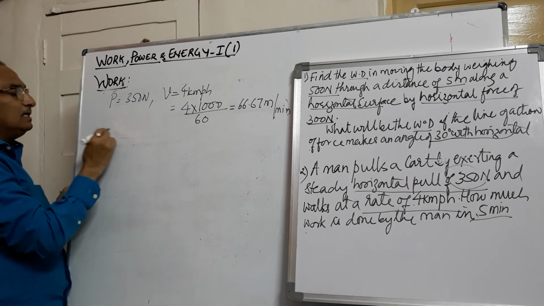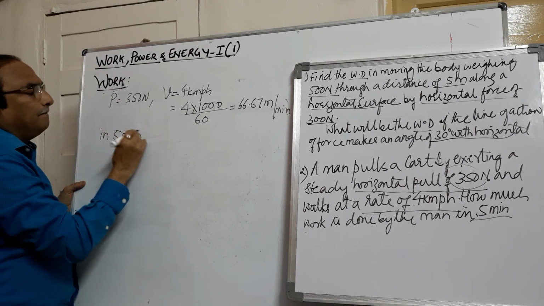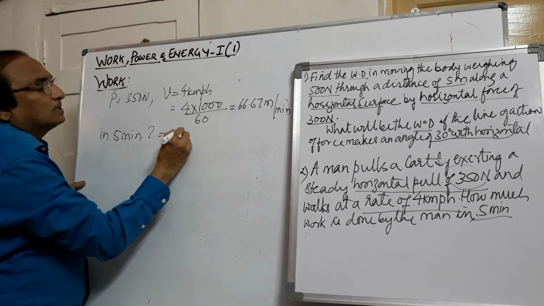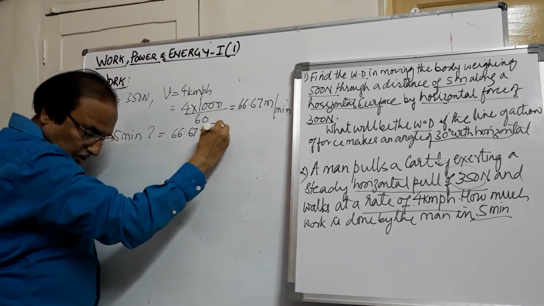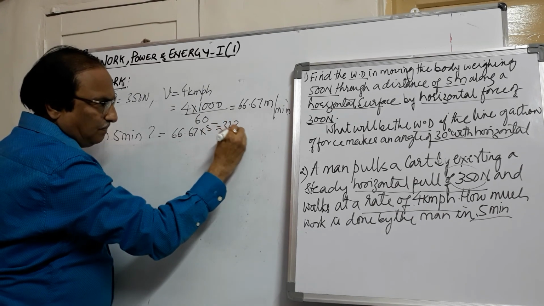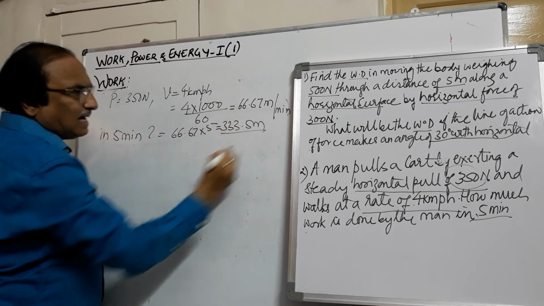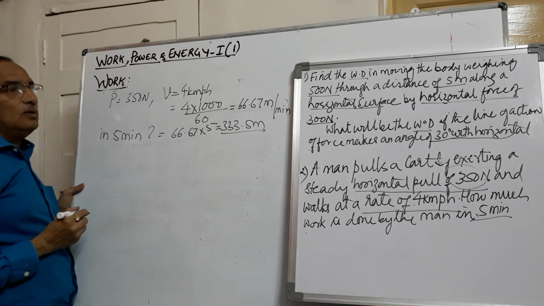So in 5 minutes, how much will he travel? This will be equal to 66.67 into 5. So this will give you 333.5 meters. So he will travel a distance of 333.5 meters.